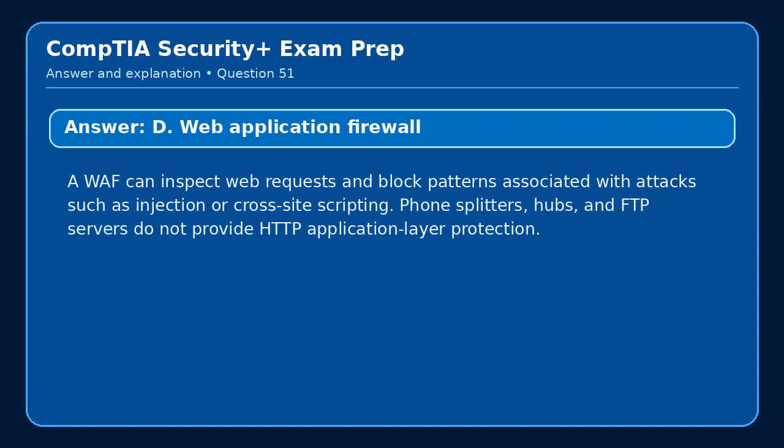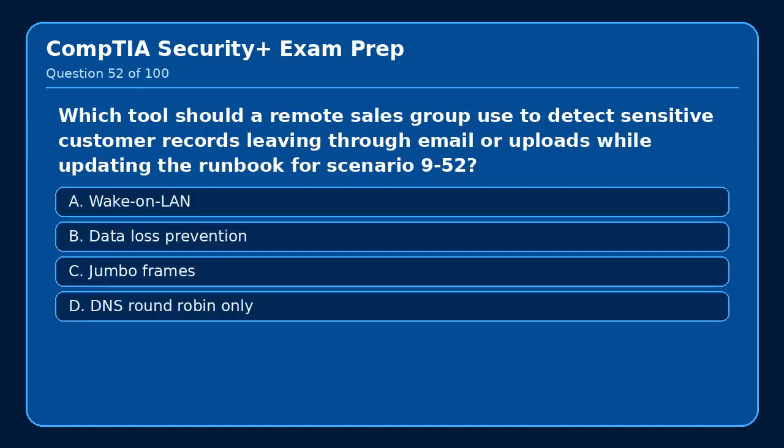The answer is D. Cloud Access Security Broker. A CASB provides visibility and policy enforcement for cloud service usage. Console cables, telnet, and guest accounts do not govern SaaS access or data controls.